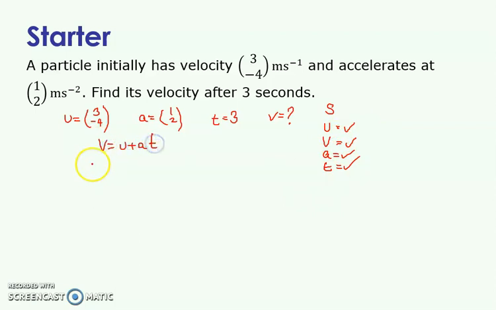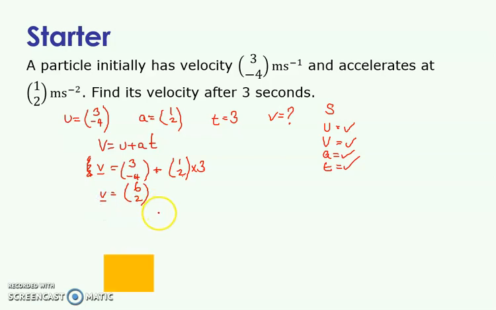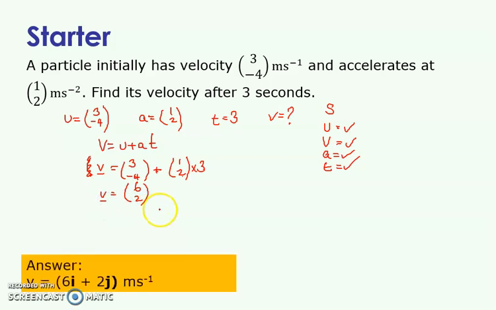But we're going to do this as a vector equation. So v, which is what I want to find, equals the u, which is (3, -4), plus a, (1, 2), times 3. Then you can multiply this out. 3 ones are 3, plus that 3 is 6. Minus 4 plus 2 threes are 6, which is 2. So I reckon the answer is (6, 2). That's written in i's and j's, but you can see it's the same thing.